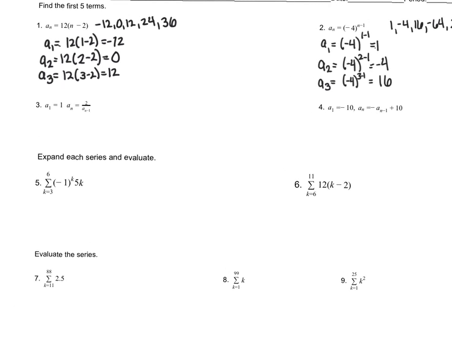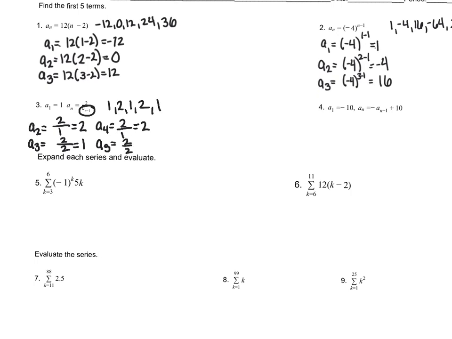Number 3. All right, so this one they're giving us an a_1, so we're going to fill that in as our previous term, because a_(n-1) means previous term. So my first term is 1. My second term would be 2 over 1, which is 2. My third term would be 2 over 2, which is 1. So I'm at 1, 2, 1. My fourth term would be 2 over the previous term, which is 1, so 2 again. My fifth term is going to be 2 over 2, which is 1. So 1, 2, 1, 2, 1, and then 2 would be the sixth term.